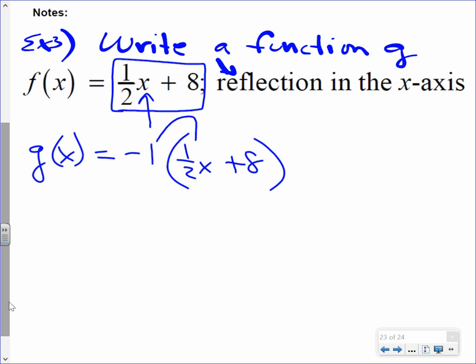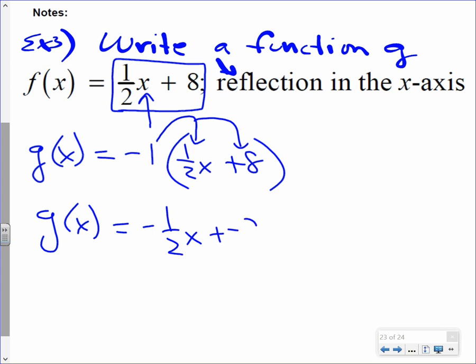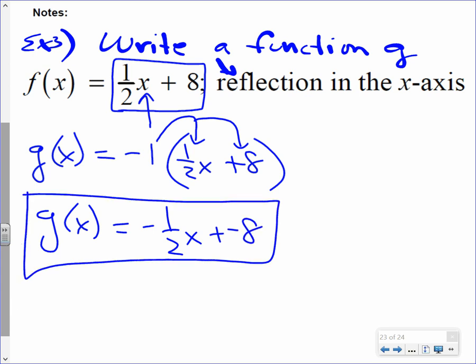Let's distribute -1 here and see what happens. g of x equals, careful. -1 times 1/2 is -1/2 x. -1 times positive 8 is -8. Here's your new function. This is a plus negative, which means the same thing as minus.